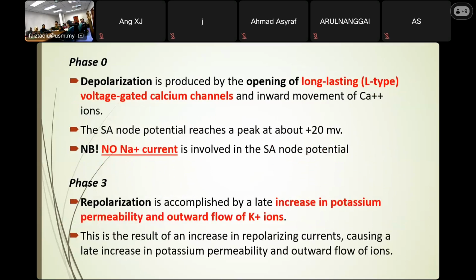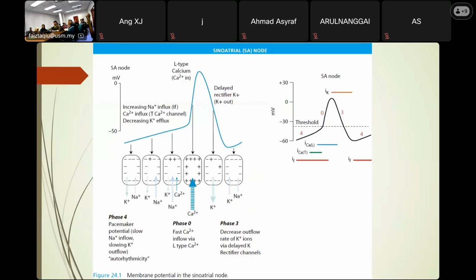Once our peak potential of +20 has been reached, we go to phase 3, where repolarization occurs. Potassium permeability increases, and there's an outward flow of potassium ions, an efflux. This results in increasing repolarization currents, causing an increase in potassium permeability and an outflow of ions, like I mentioned.